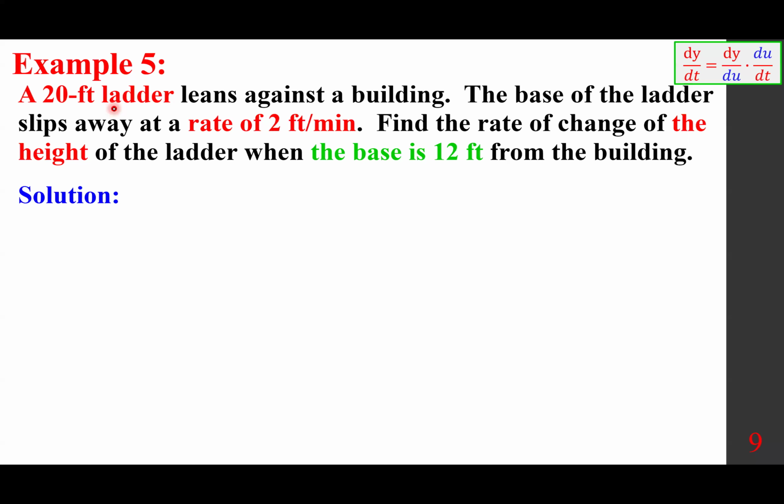A 20-foot ladder leans against a building. The base of the ladder slips away at the rate of 2 feet per minute. Find the rate of change of the height of the ladder when the base is 12 feet from the building.